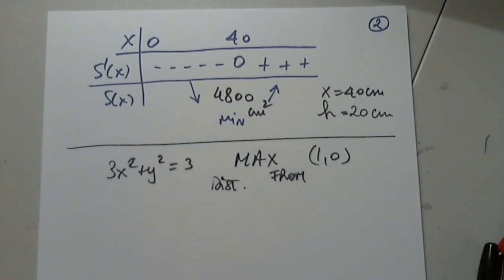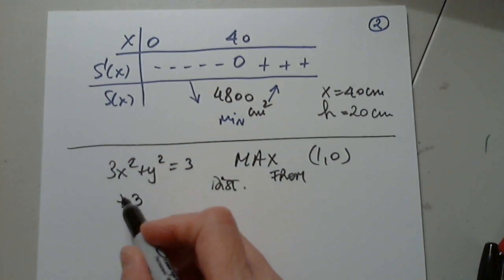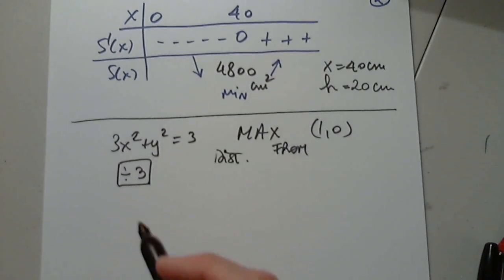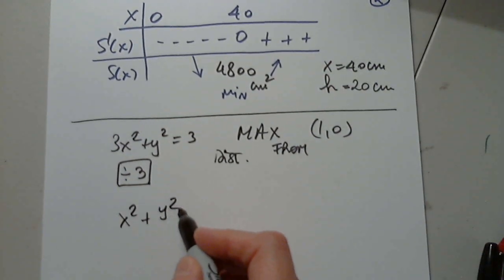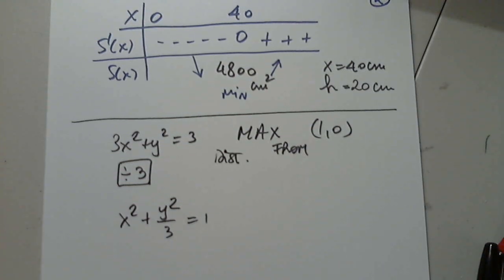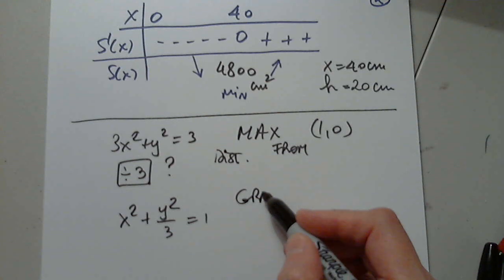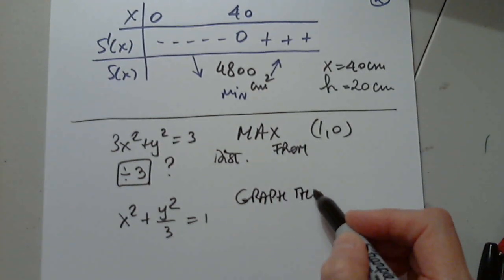Perfect. First of all, we have to divide this equation on both sides by 3. So this is x squared plus y squared over 3 equals 1. Question is, why am I doing this? Because I want to graph the ellipse.